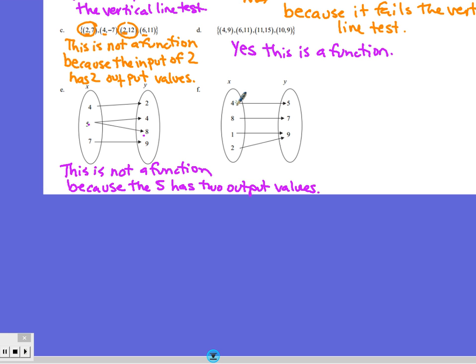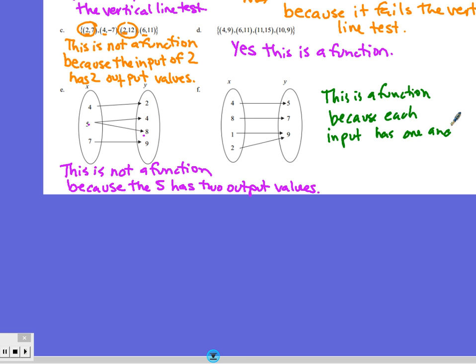So there's only one output for each input. So this is a function. Because each input has one and only one output.